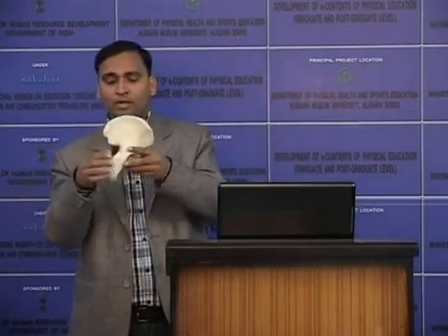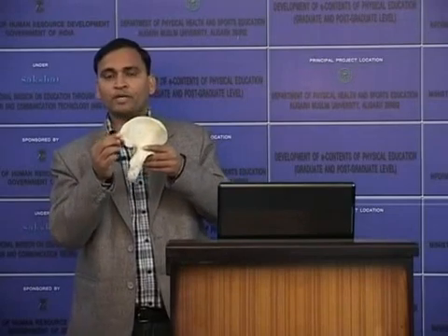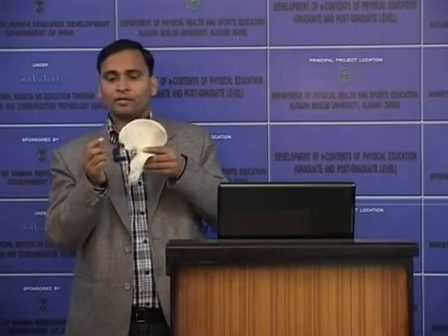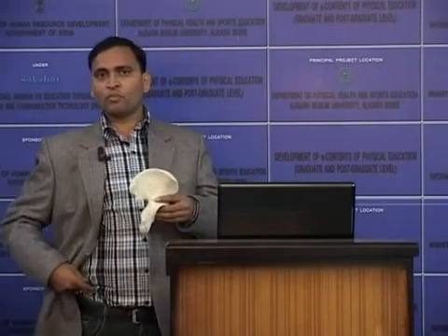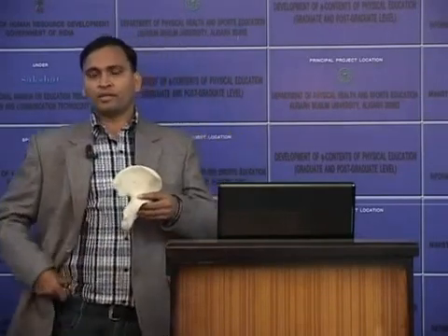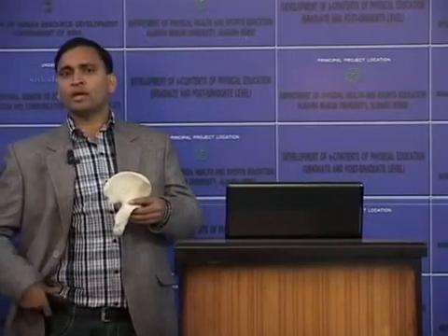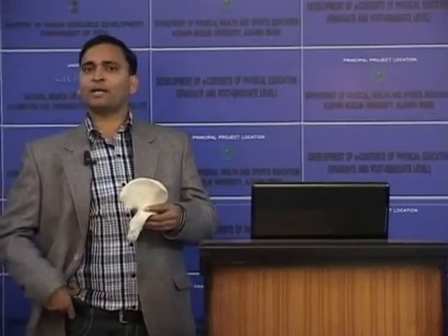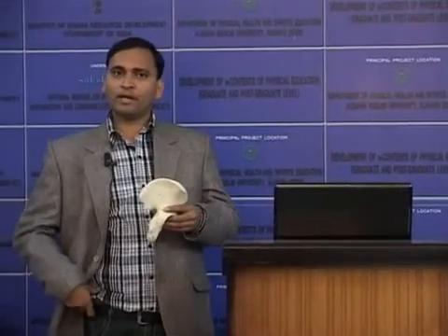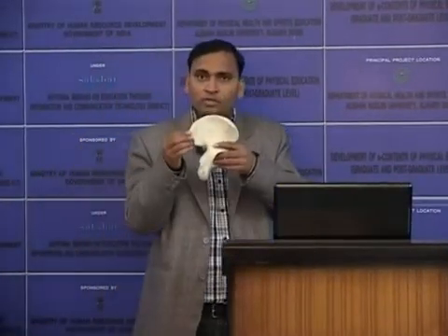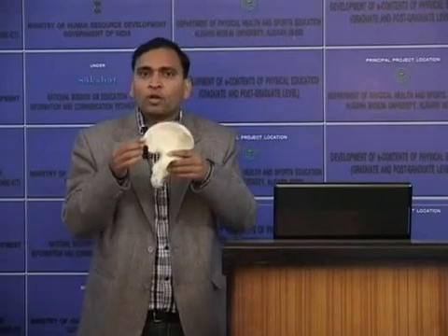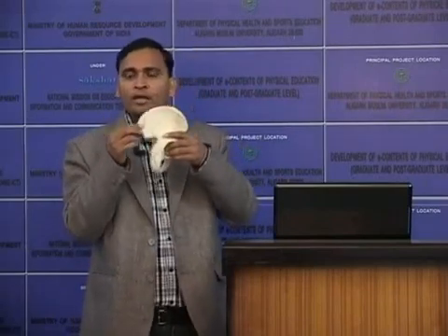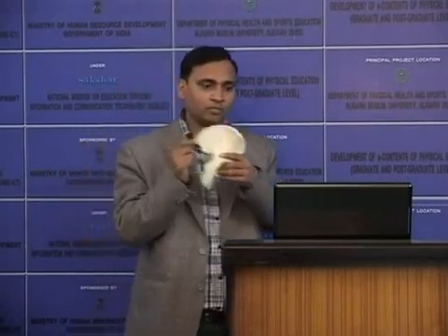This is the anterior superior iliac spine. It is somewhere here. When you see in your body, it is somewhere here. This prominence is known as ASIS, anterior superior iliac spine. So sartorius muscle originates from anterior superior iliac spine.